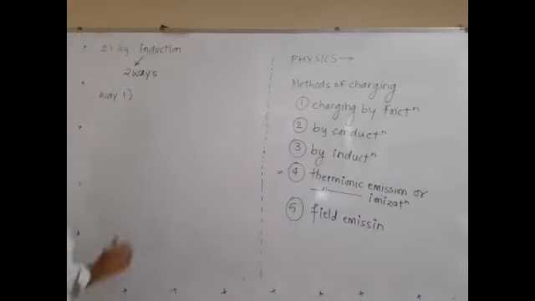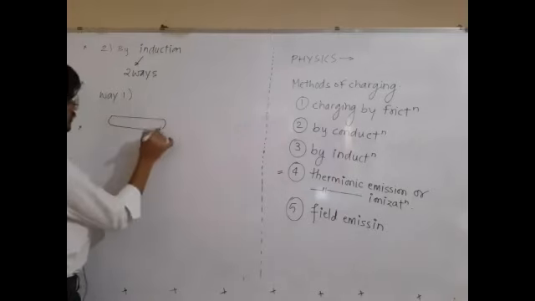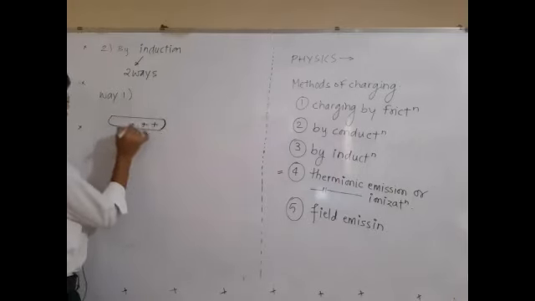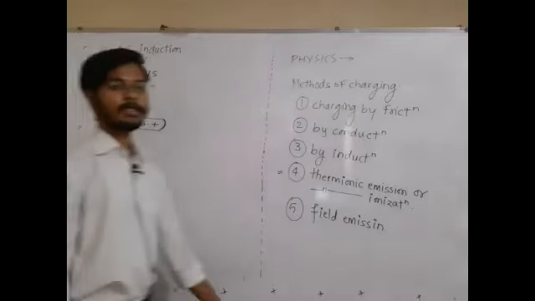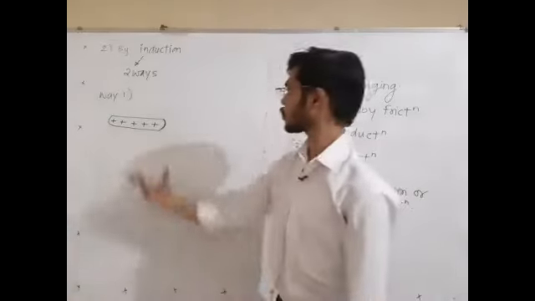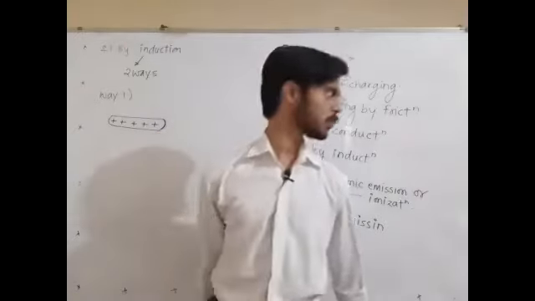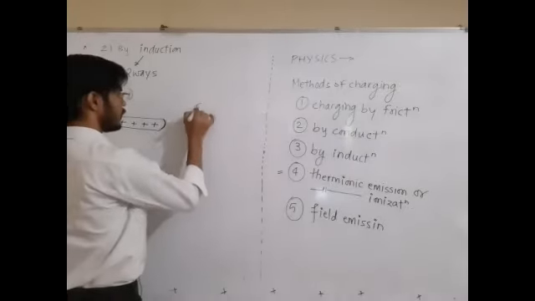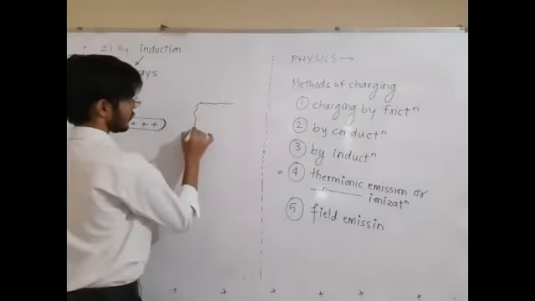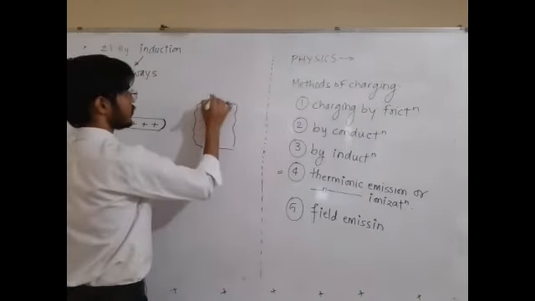Way number 1. First of all, take one charged body. They have shown it like this. Now this body is positively charged. What does that mean? It contains more protons in count than the number of electrons. So it is positively charged. Now take one neutral body. Fine, this body is neutral.